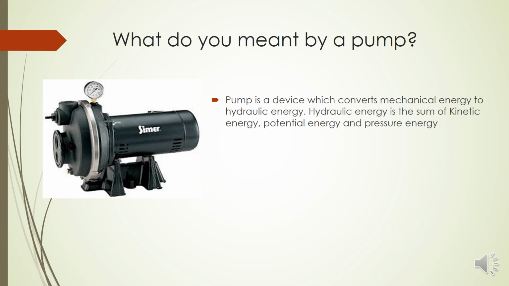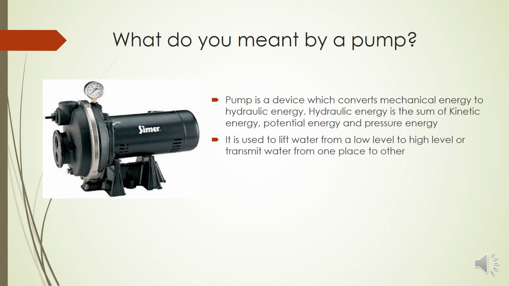So these are the three energies that will come across in a flowing fluid. The fluid will have some kinetic energy, some potential energy, and some pressure energy. The sum of these is known as hydraulic energy. So a pump will convert mechanical energy to hydraulic energy. In common words, we can say a pump can lift water from a low level to a high level, or it can transmit water from one place to another.